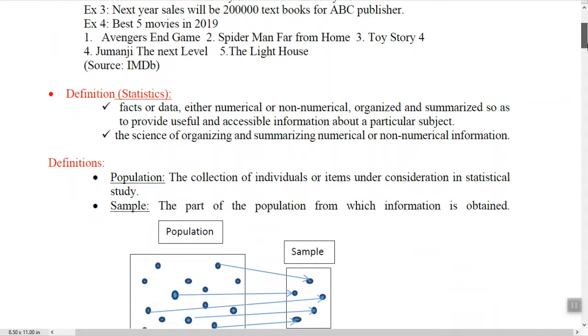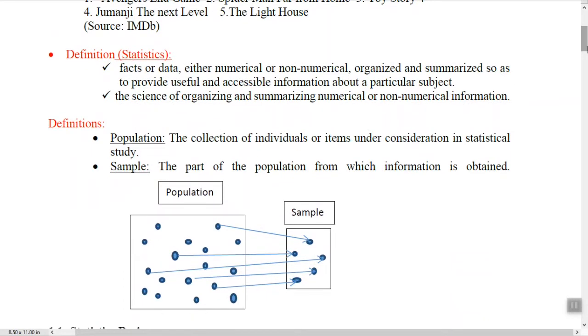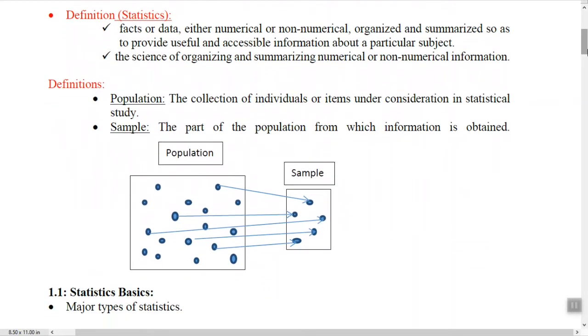Okay, let's move to a few definitions. The major thing: statistics. What does statistics mean? It is not just a word, it explains a few things. Actually, there is no formal definition for statistics. If someone asks what statistics is, there is no formal definition, but there are some kinds of definitions. It's a collection of a few definitions.